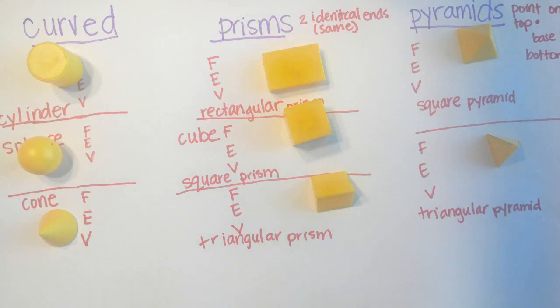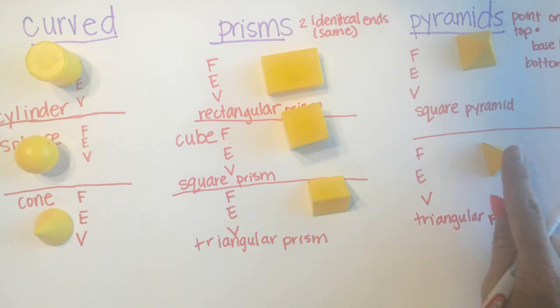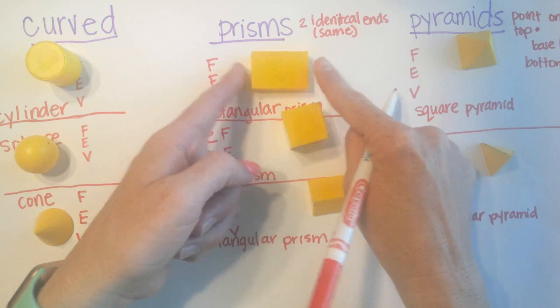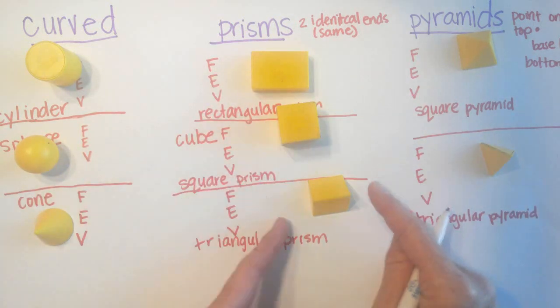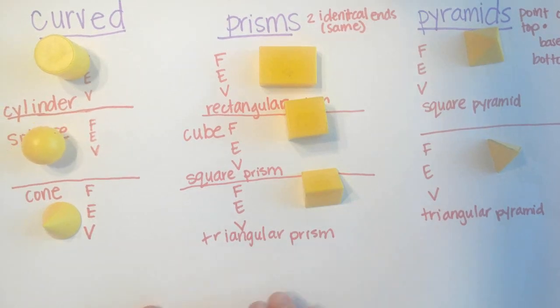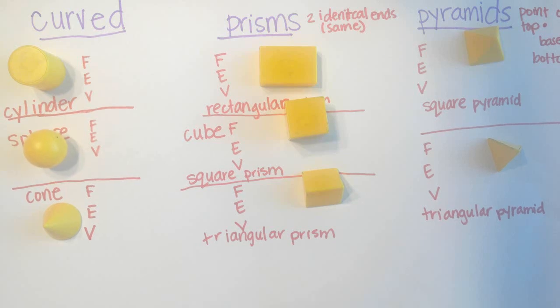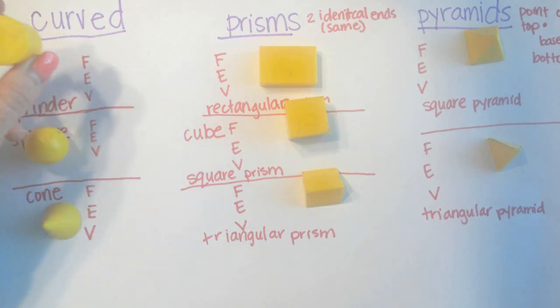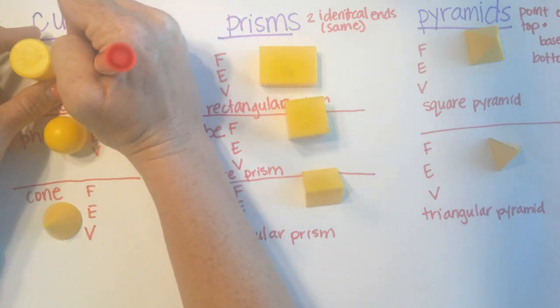Okay, so pyramids have a point on top, and then prisms have 2 identical ends. So 2 ends that are the same. Okay, and the end shape gives it its first name. Alright, so you'll see FEV next to every shape. And so F stands for face, and faces are the flat parts of the shape. So if you look at our cylinder, we have 2 flat parts. Both of them are circles. So we have 2 faces.